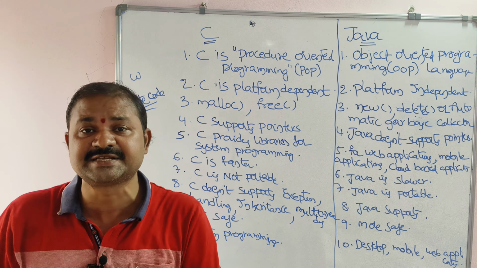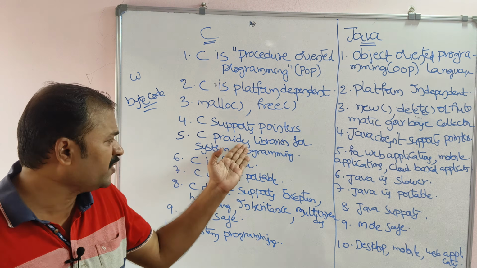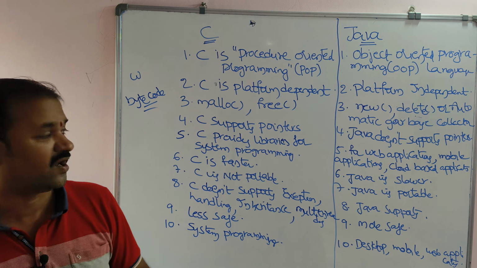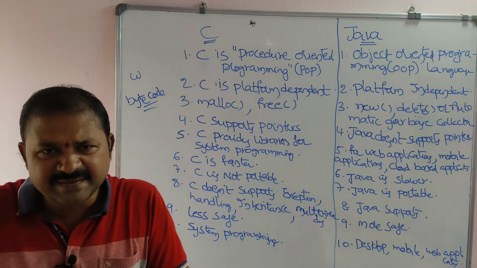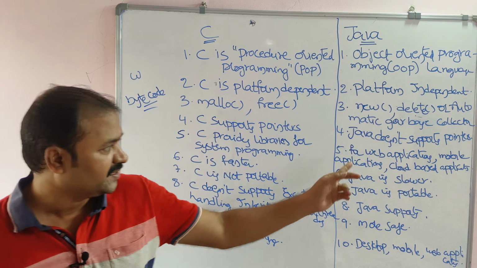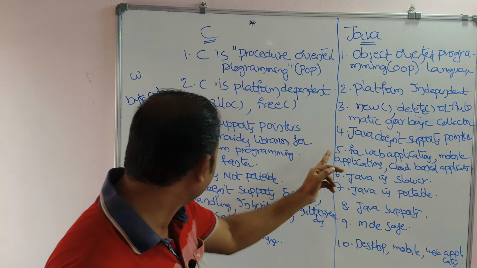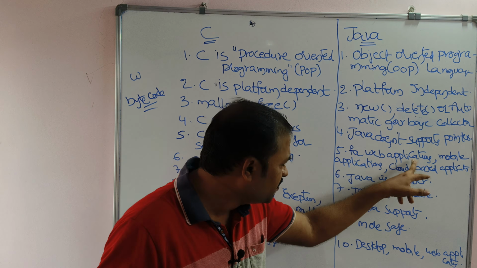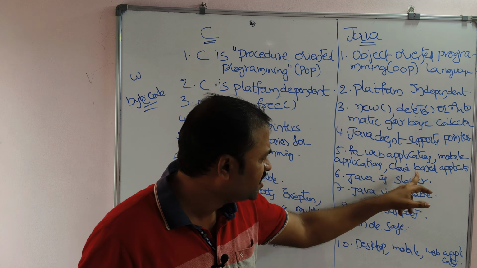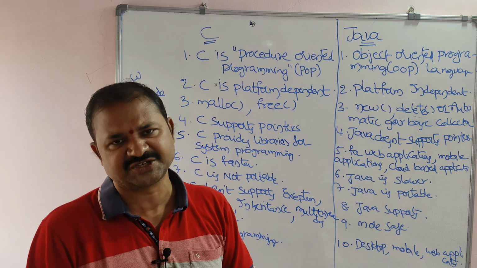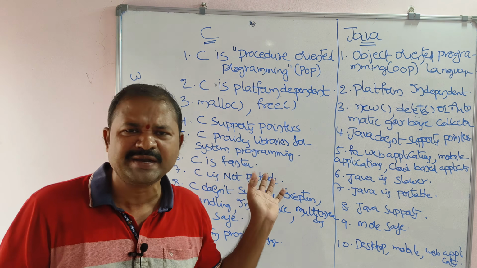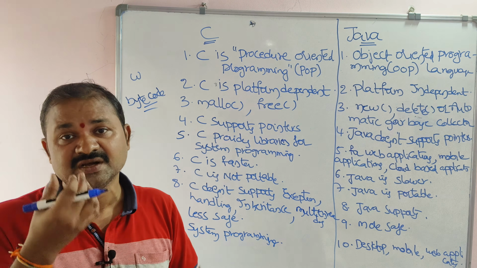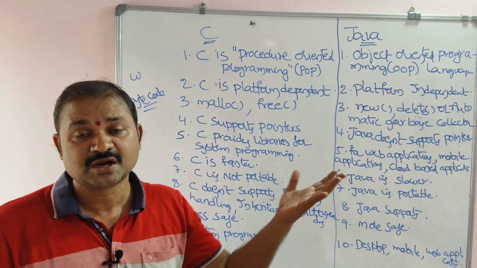In order to use that system in an efficient manner, C provides various libraries, various header files. But the header files are very limited when compared with the Java library. Java, here fifth point, provides various libraries for developing web applications, mobile applications, cloud based applications, desktop applications. With the help of C we can develop only system programs, whereas with Java we can develop desktop, mobile, web, and cloud based applications also.